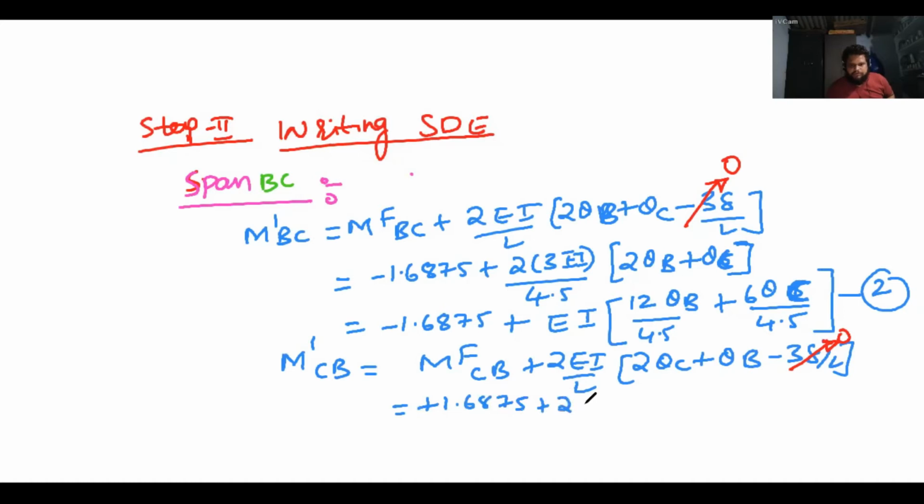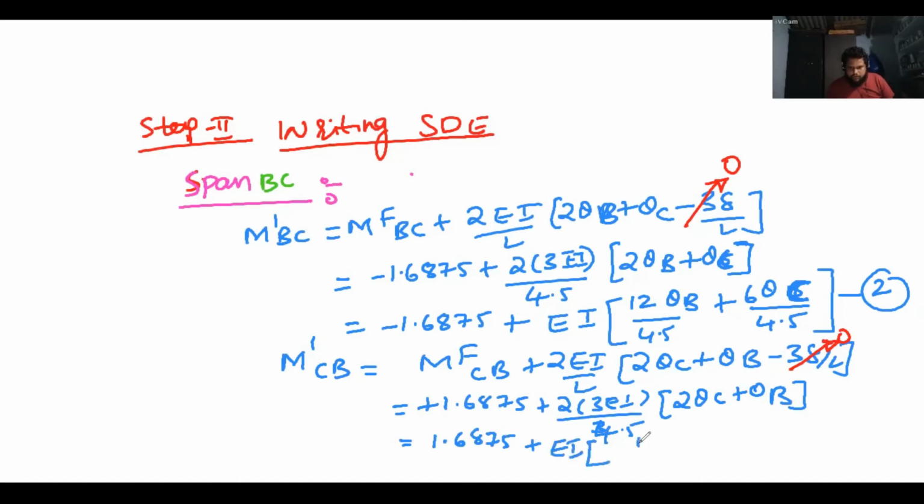Again 2 times, there won't be any change here, 4.5 into 2 theta c plus theta b. If you rewrite this equation, this will become 1.6875 plus EI into 12 by 4.5 theta c plus 6 by 4.5 theta b. So this is your equation number 3. So span BC is completed.